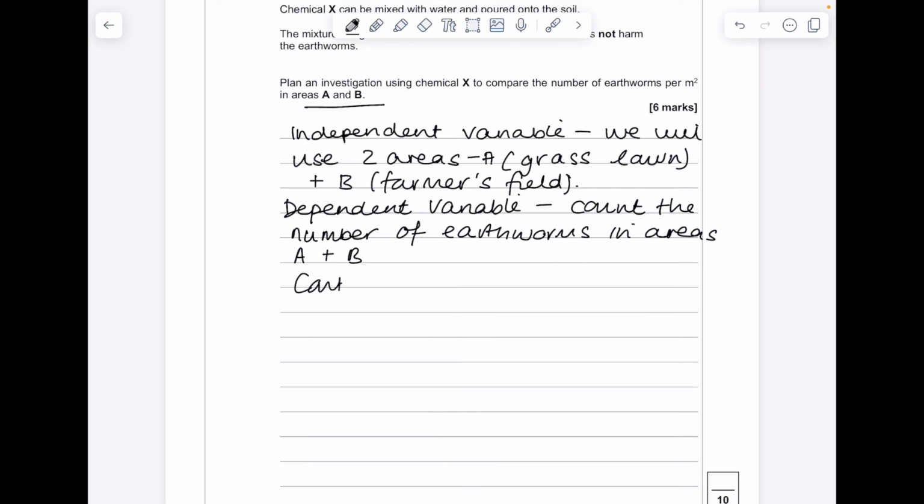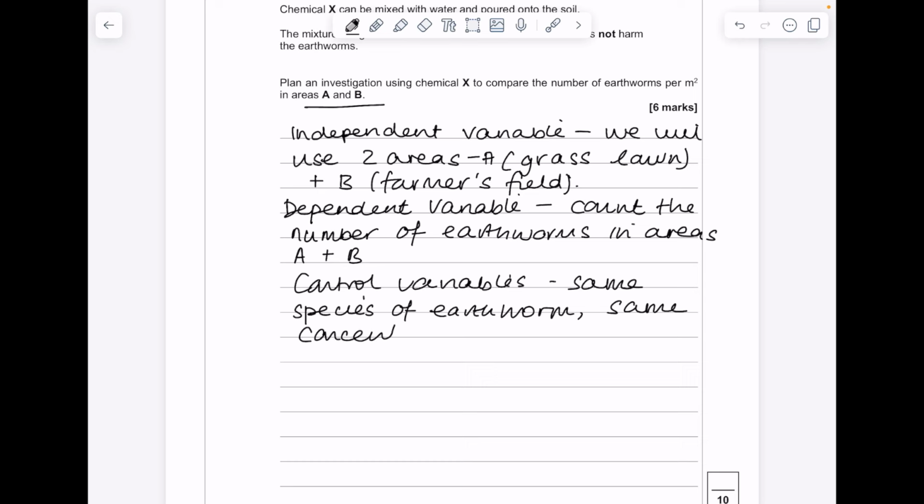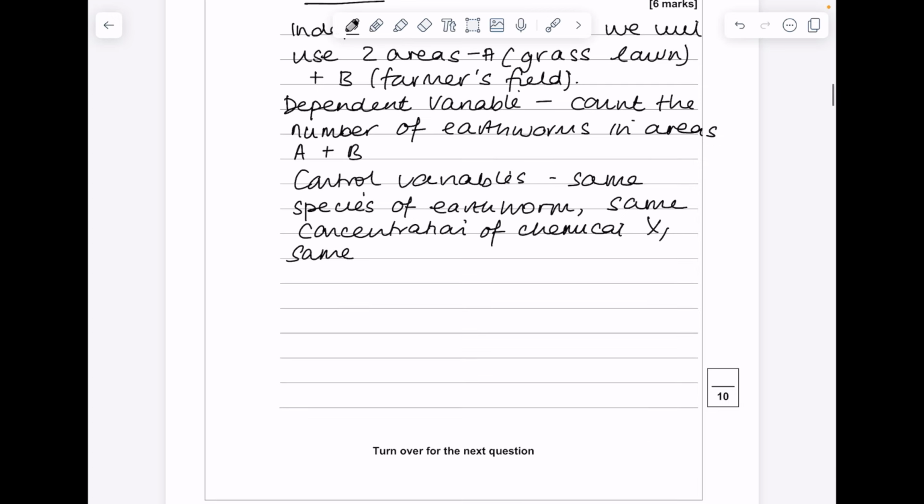Control variables, what are we keeping the same? We want the same species of earthworm. Same concentration of chemical X. Same volume of chemical X applied.